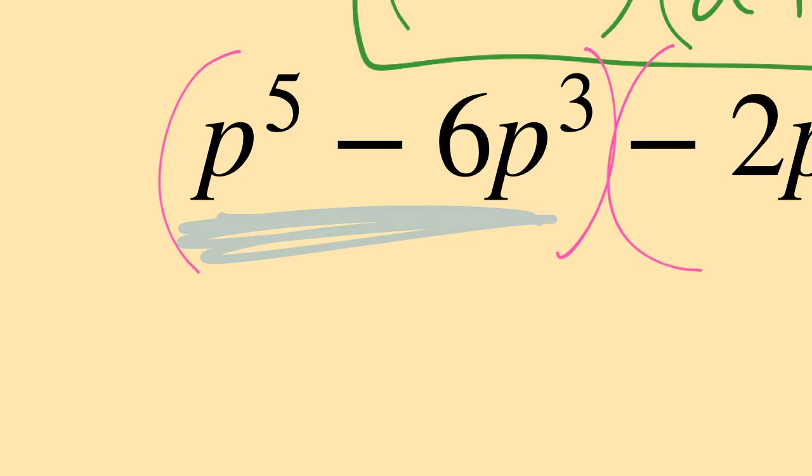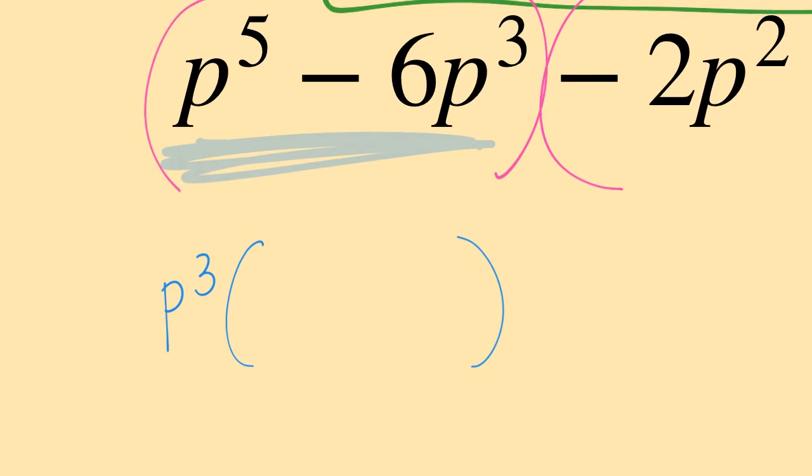So we're going to take p to the third on the outside, and then we're going to write down what we would have left. So if I divide the first one by p to the third, I would have 2 of them left over, so p squared.